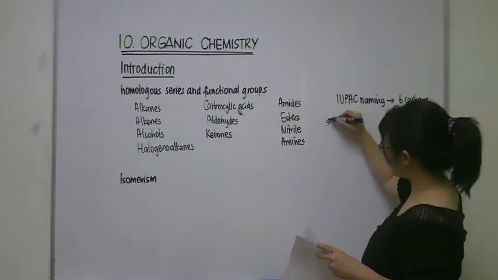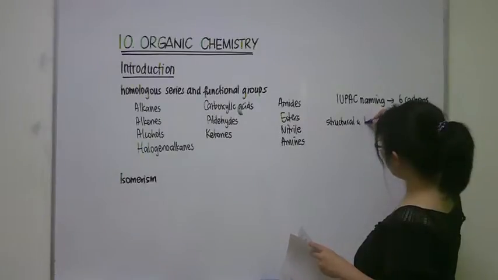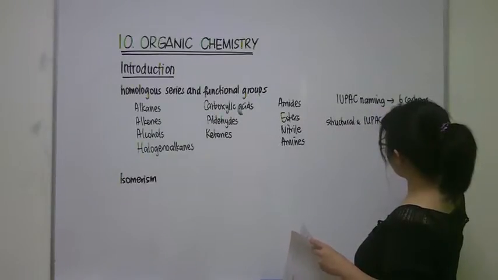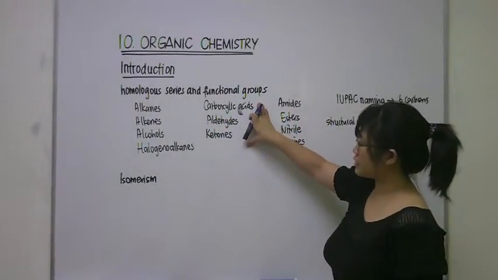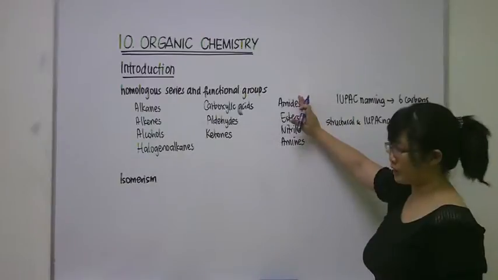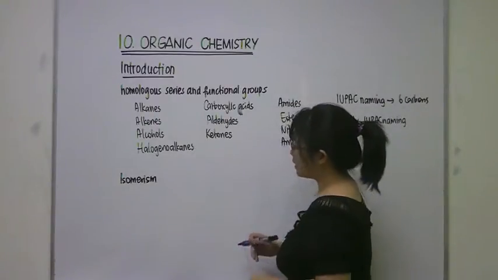Okay, so it's structural and IUPAC naming for all compounds containing all these functional groups, up till here for standard level and up till here for higher level. Okay, then they need to learn about isomerism.